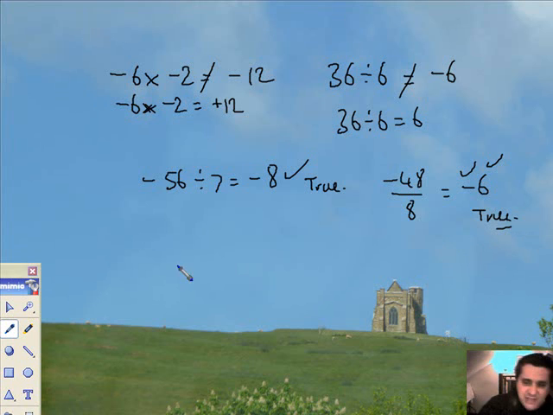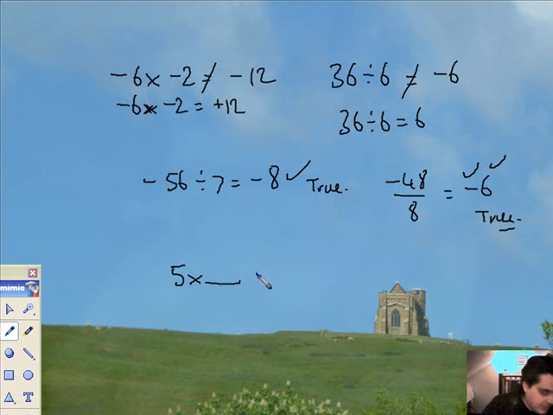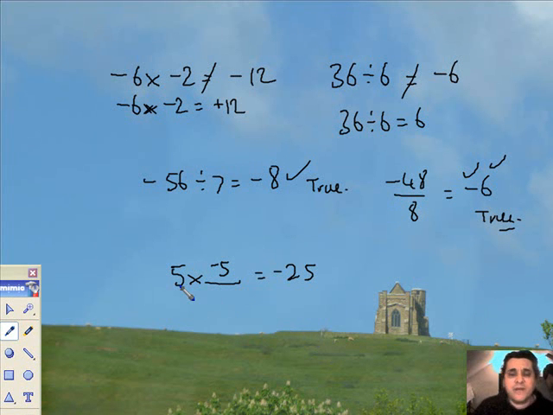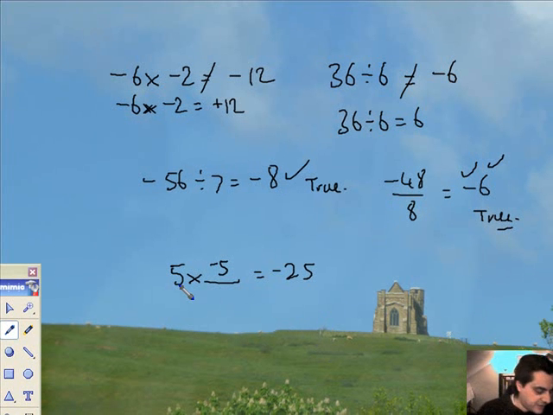What else? Find the missing bits and pieces. Question 5. This has been rated at grade D by AQA. 5 times I don't know makes minus 25. Well, it's got to be 5 5s to make 25, but in order for the answer to be negative, that too must be negative as well. So 5 times minus 5 is minus 25. Pick another one. This is F. So 27 divided by something makes minus 3. Well, 27 divided by 9 makes 3. But I've got to divide by minus 9 to make the answer minus 3.